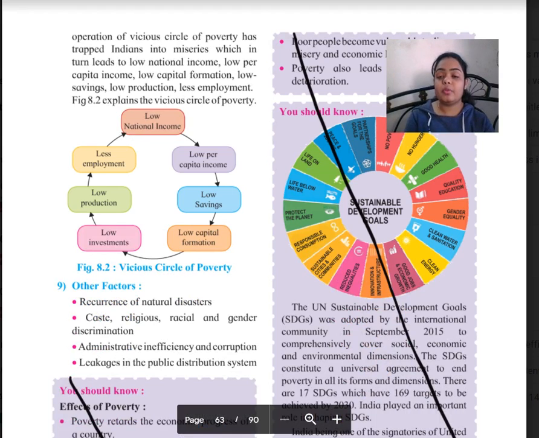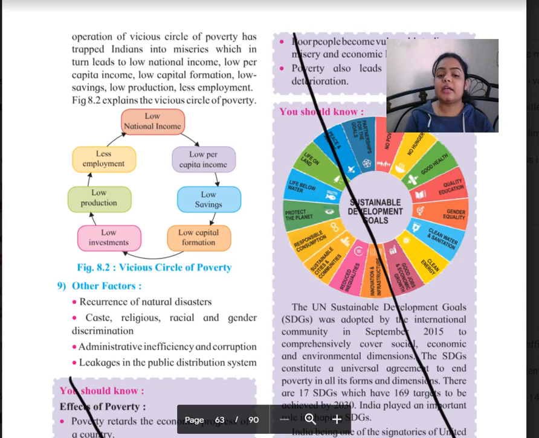Now, what do you mean by vicious circle of poverty? Vicious circle of poverty means each and every factor is dependent upon the other. So this circle continues to go on and on for years together. So now see in figure 8.2. First, we see that there is low national income. Why is there low national income? Because of low per capita income. Now, what do you mean by per capita income? Per capita income means every person who is there, he is earning very little.